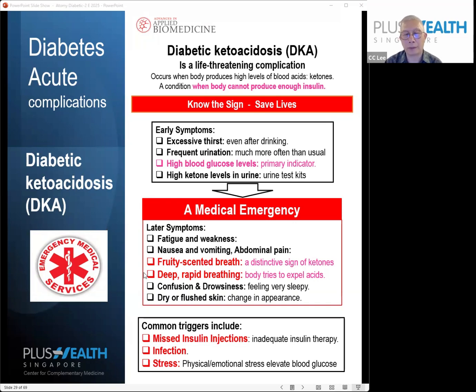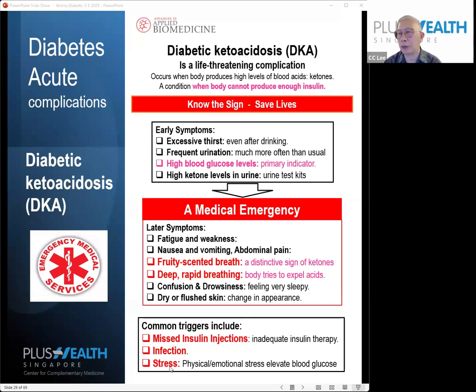What are the common triggers for this condition? First, you miss the insulin injection, right? Another common trigger is infection. When you're sick, it's very important, especially for diabetic patients. If they are sick with an infection, it's very important to monitor, to prevent them from suffering from this complication, right?